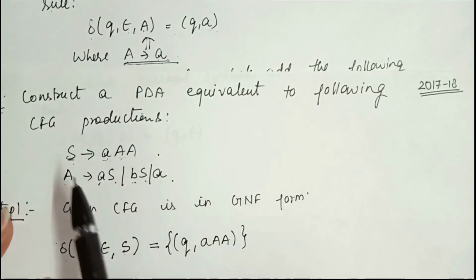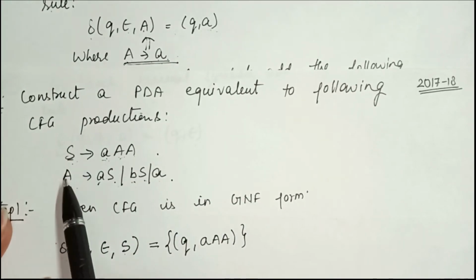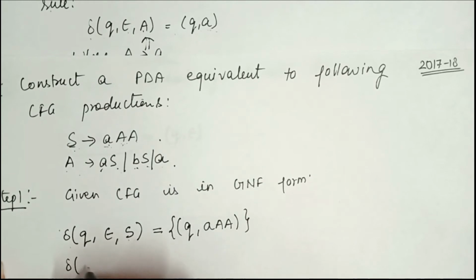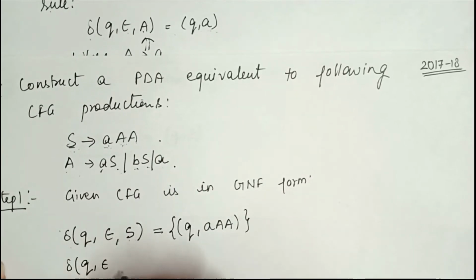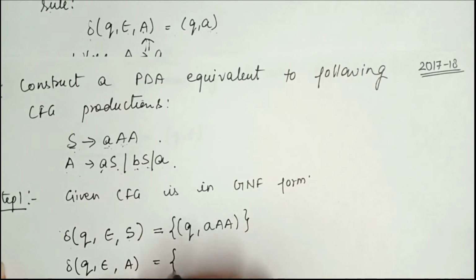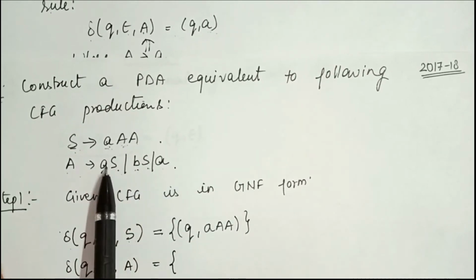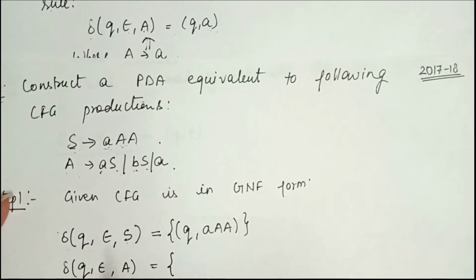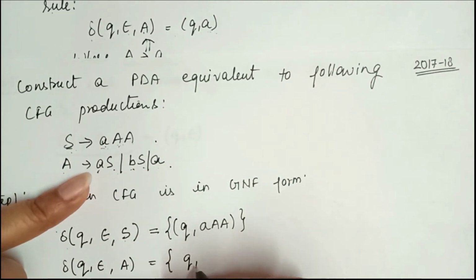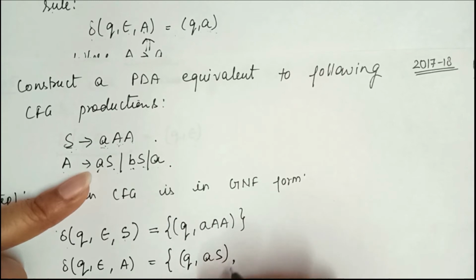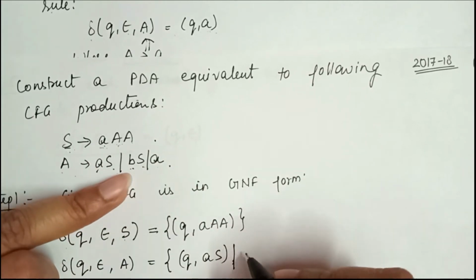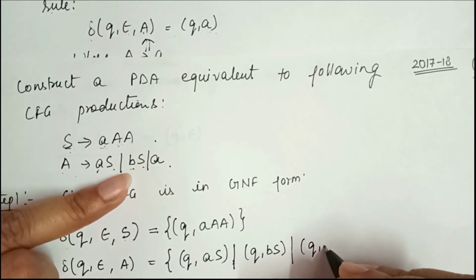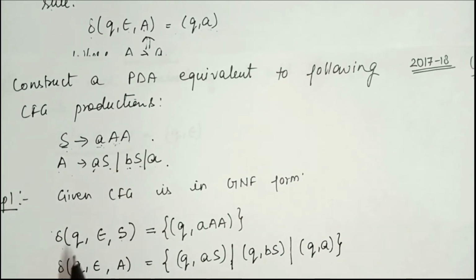Now S is a non-terminal symbol, and A is also a non-terminal symbol, so we have to add the following transition for A also. So this is described as δ(q, epsilon, A) equals, and here there are three choices, so we have to write an individual PDA production for each. For aAS it will give (q, aAS), or for bS it will be (q, bS), or (q, a). So this is step 4.